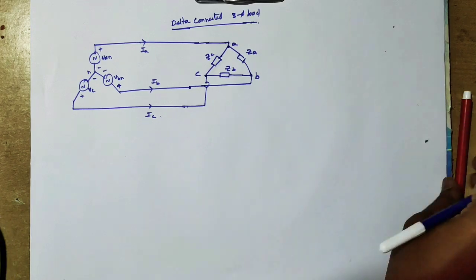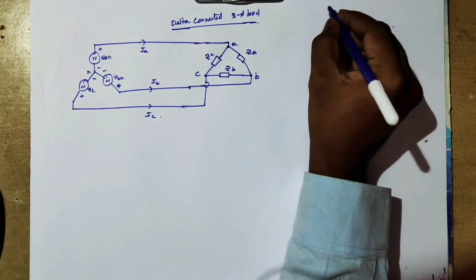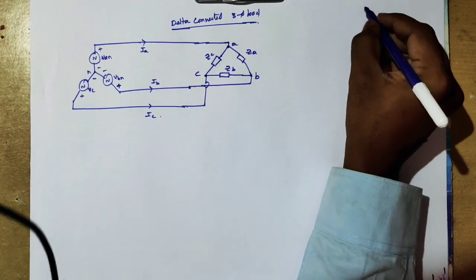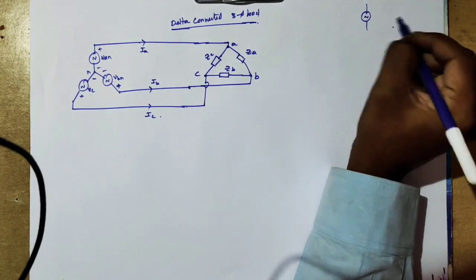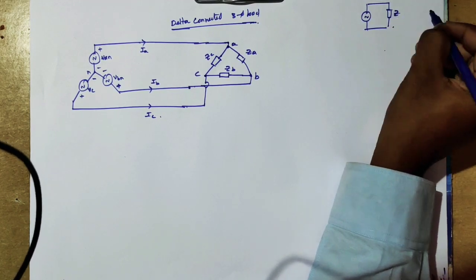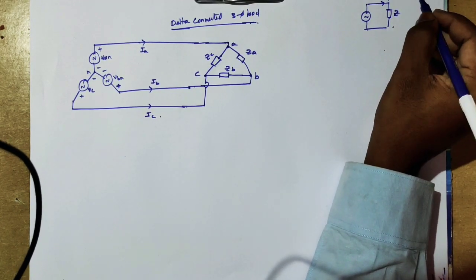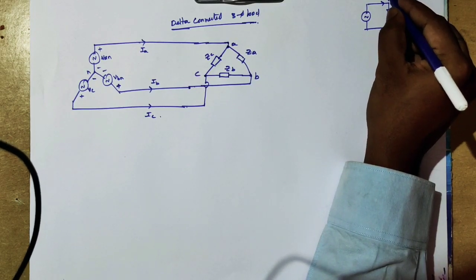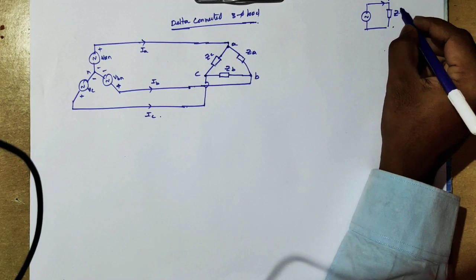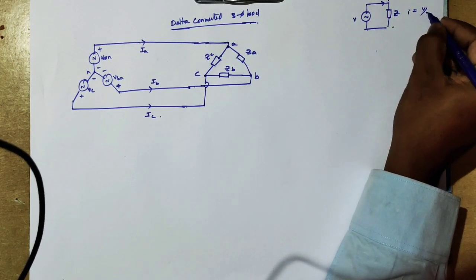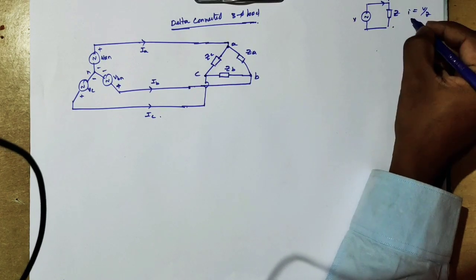Simply, for example, for a single phase, this is a source you will keep, and we'll keep an impedance value Z, and a current will flow. If you want to find the current I, what do you do? Simply I equals V by Z, you will write. You know this thing.